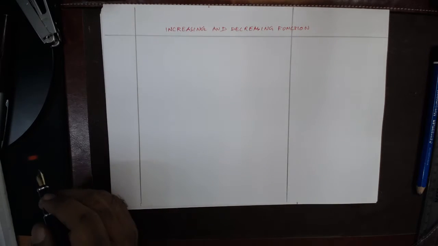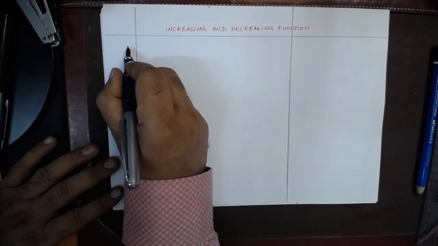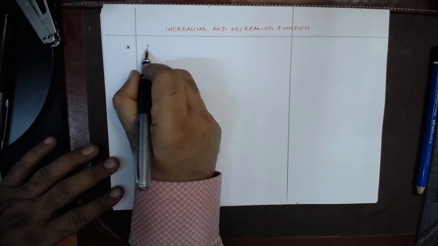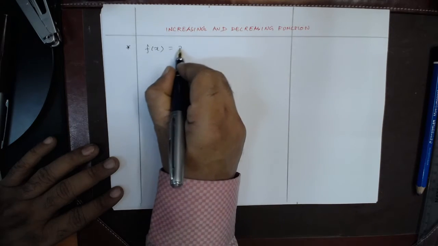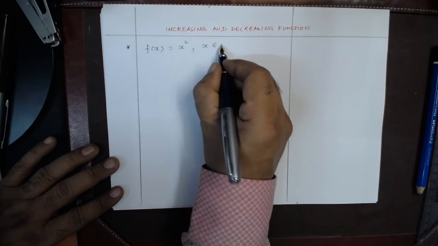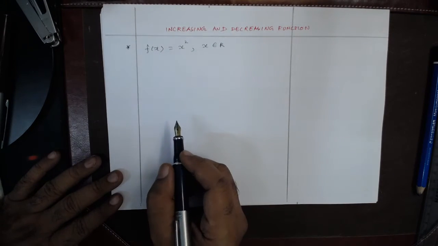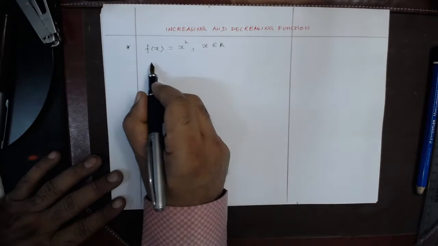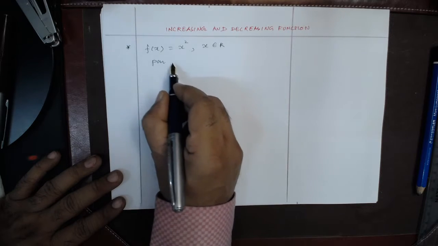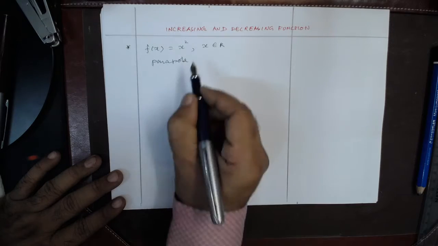Increasing and decreasing function. Let us consider a function f of x is equal to x squared, and x belongs to the real numbers. So this function gives a parabola in a graphical representation. Parabola.